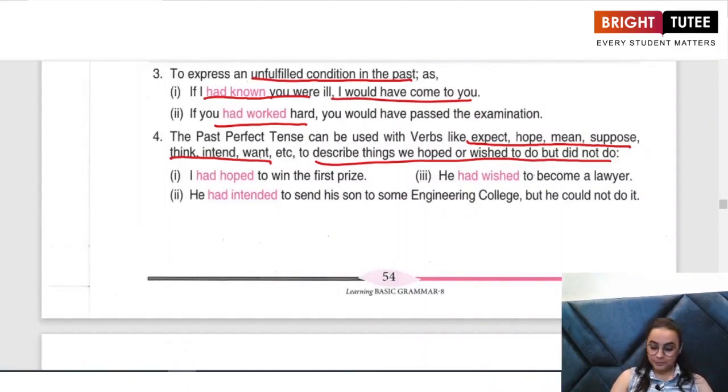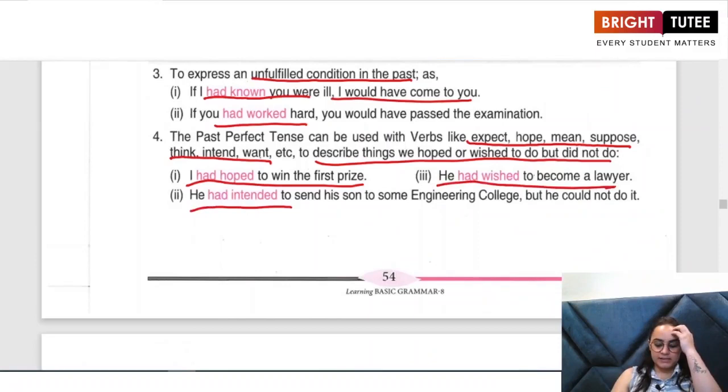For example, I had hoped to win the first prize. This was the hope that I had, but I could not fulfill that. He had hoped to become a lawyer. He had intended to send his son to some engineering college, but he could not do it.